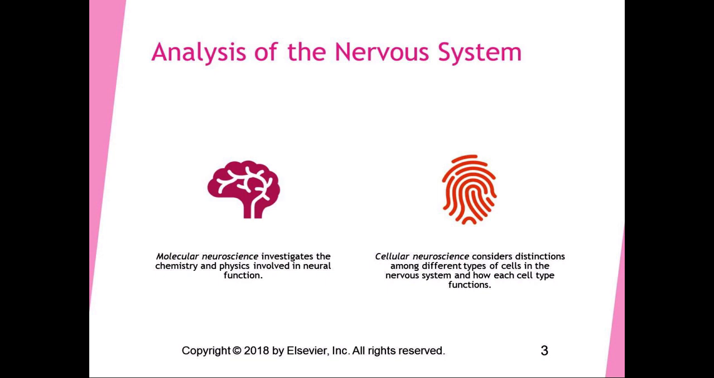Cellular neuroscience considers the distinction among different types of cells in the nervous system and how each cell type functions. So we will be talking about that as well, the different cells in the nervous system, how they work together, or what we know about how they work together, because there are a lot of things in the nervous system that are still mysterious, which is one of the things that makes it interesting.